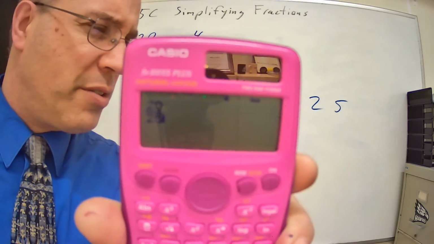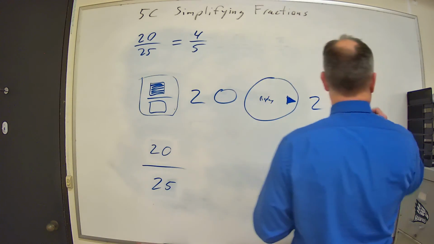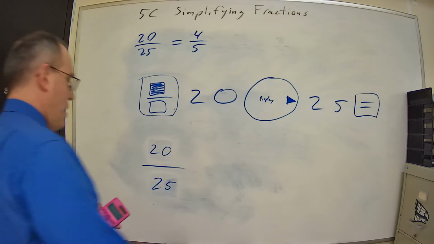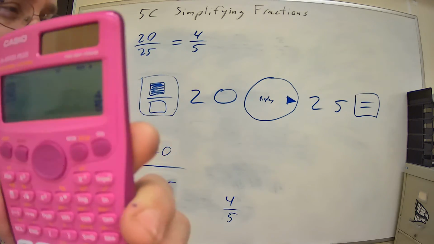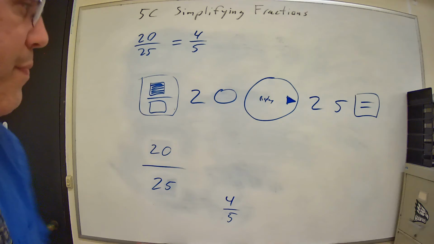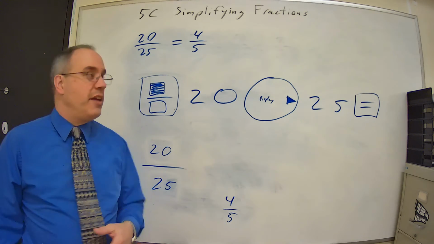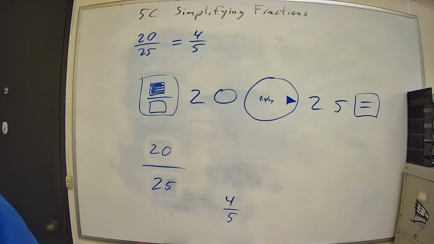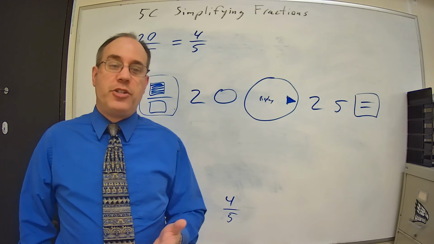Trying to get it where you can see better. There you go. Okay, 20 over 25. And I hit my equal key, and it tells me 4 over 5. 4/5. And there it is. So these calculators can actually reduce fractions for you, and that can be a wonderful thing. I have to admit the Casio calculators can be much easier with that.